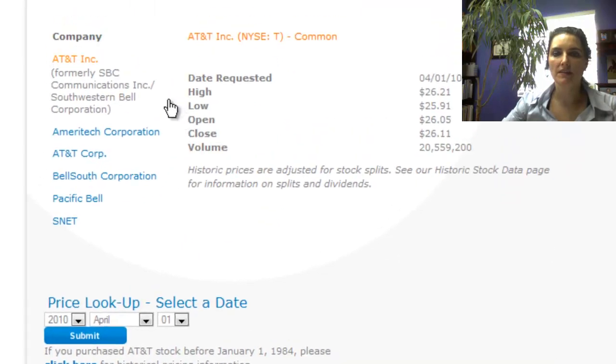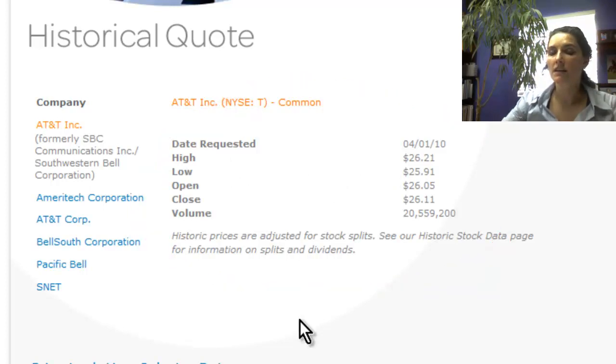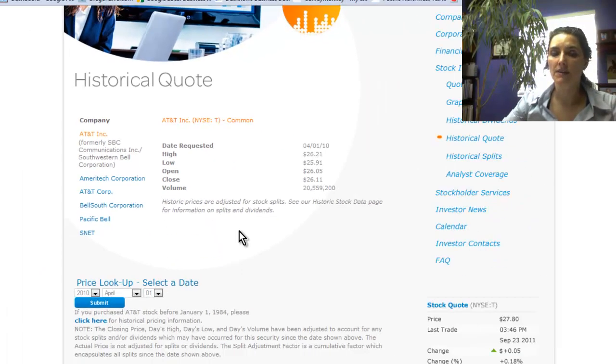And when we do that, we get this exact same information, high 26.21, low of 25.91. So that's where we got the information that we inserted in the manual. And anytime you want to find cost in stock or the value of stock on a particular day, you can either go to bigcharts.com or you can go to the shareholder website for that particular company.